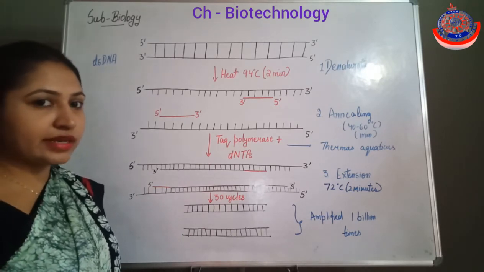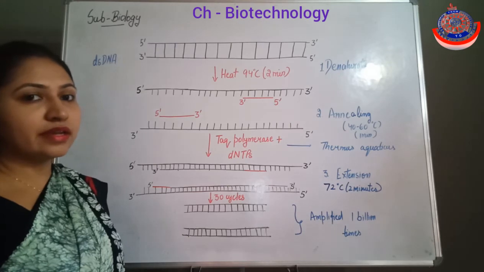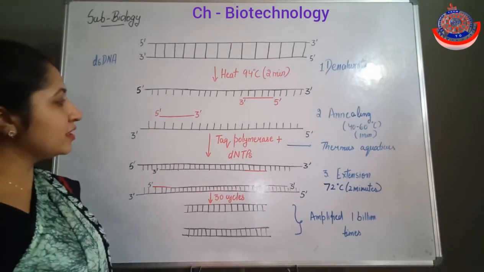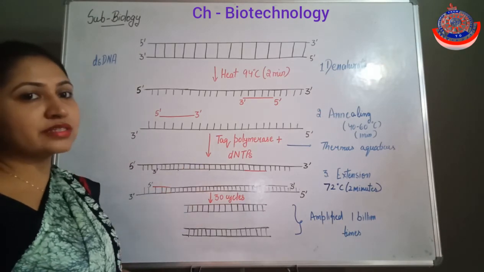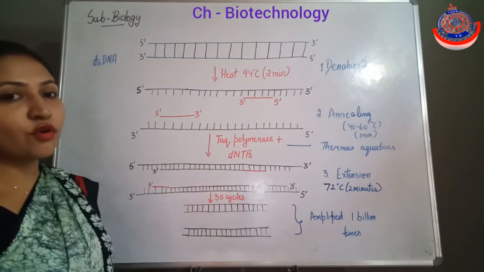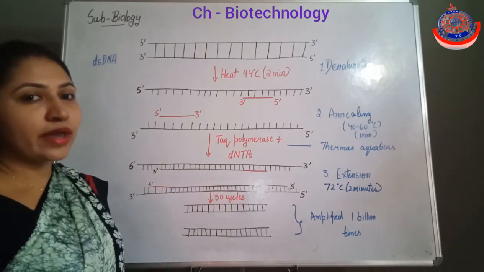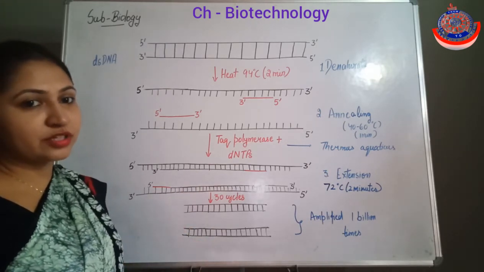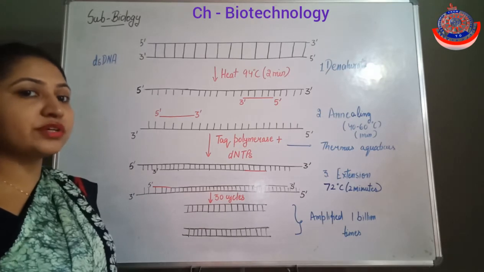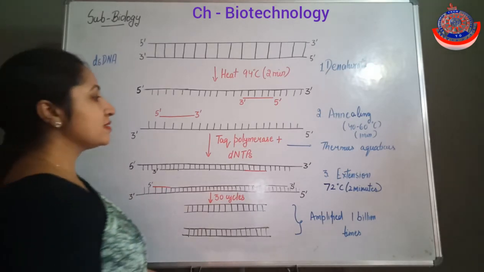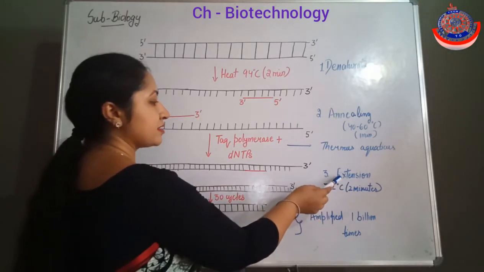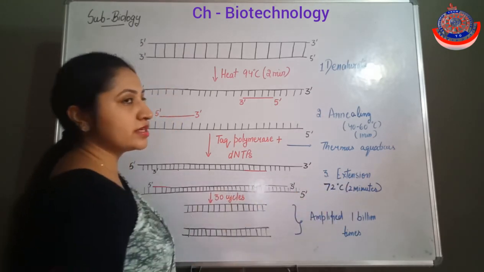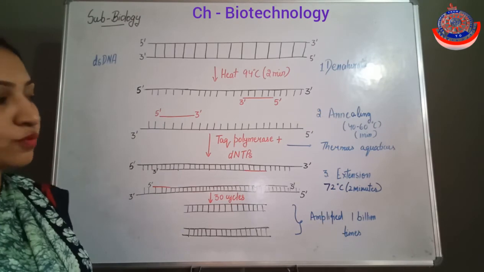What is the role of the DNA polymerase in DNA replication? It helps in the extension process. Similarly, in place of DNA polymerase, Taq polymerase is used for the extension process. Why? Because it is quite stable at high temperature also. During the extension process, what is the temperature? That is 72 degrees Celsius, provided for 2 minutes.